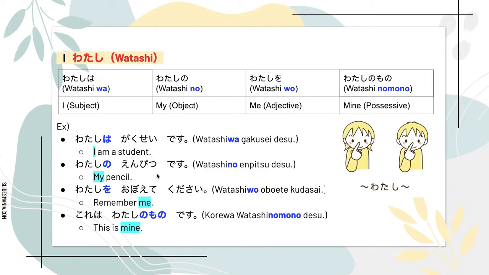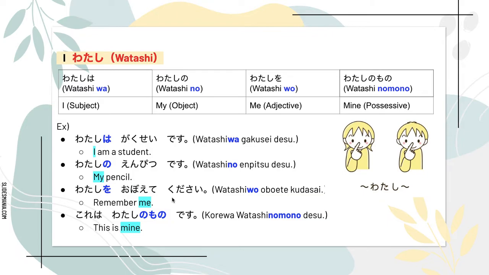Next example would be for an object sentence. My pencil. My was watashi no. So the sentence will be watashi no enpitsu desu. Enpitsu means pencil.